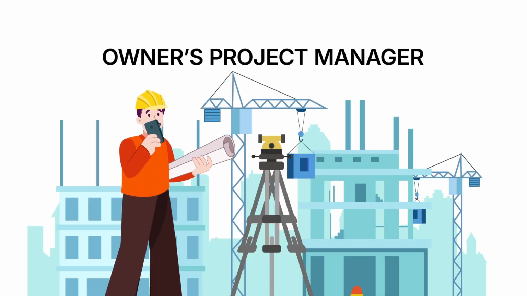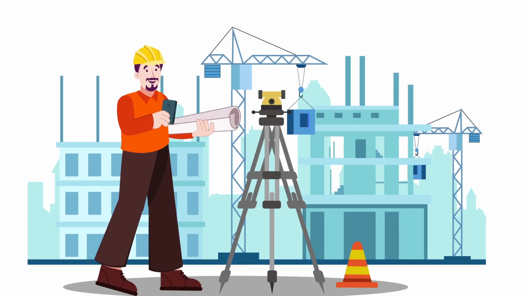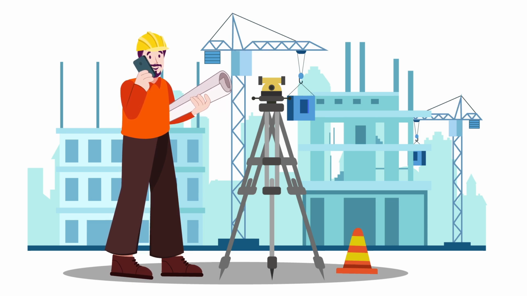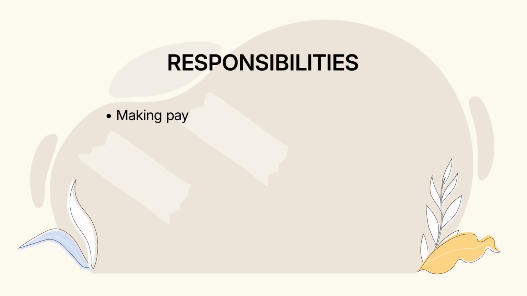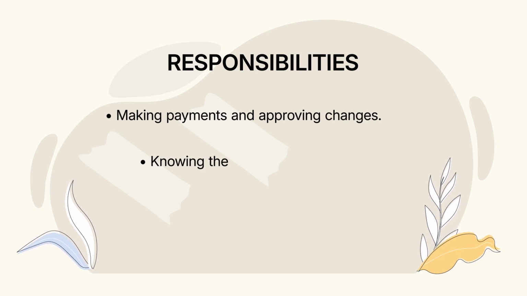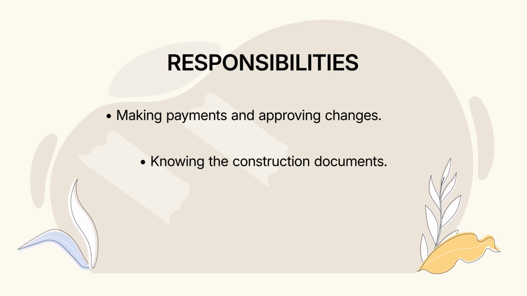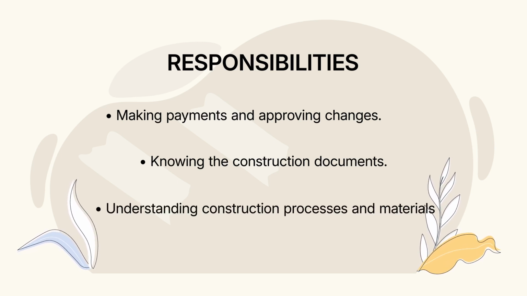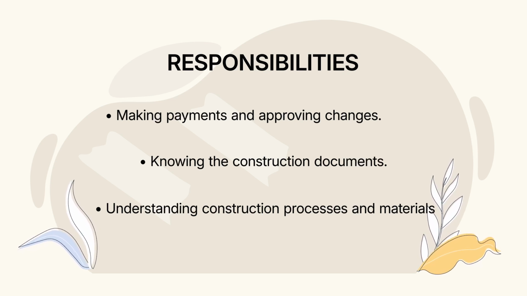Sometimes an owner might hire their own project manager. This person represents the owner and ensures the project meets their expectations. They are responsible for making payments and approving changes. They know the construction documents really well. A project manager is best when they are either a builder or an architect because they can understand both sides. Understanding the construction processes and materials is key. If the contractor's project manager is the quarterback, the owner's project manager is the coach. They set the goals and make high-level decisions.